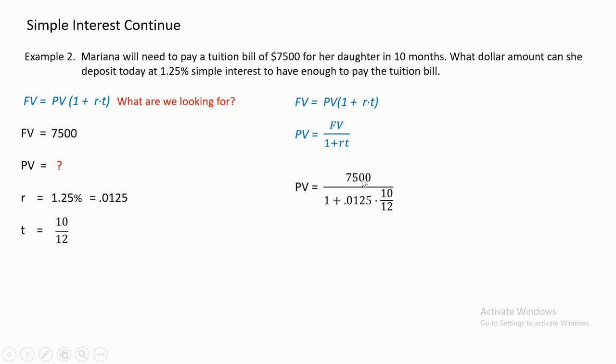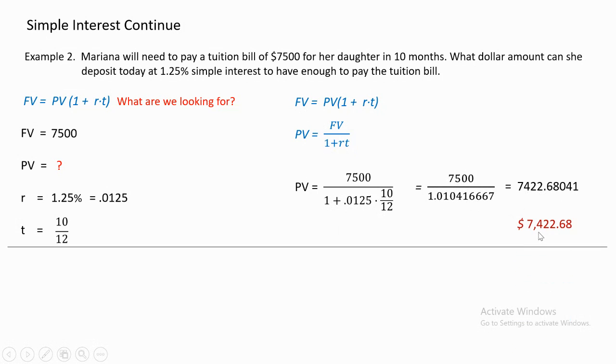Right, so there's my future value of 7,500. There's my 1. The interest rate will be 0.0125 times this is my time, right, in months. So we do the bottom part first, right? So if we do 1 plus 0.0125 times 10 divided by 12, it will give us 1.0104166667. Then we divide this in the calculator, right? So then that's going to give us $7,422.68. So that's my present value.